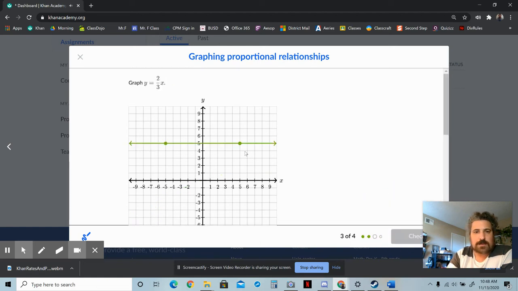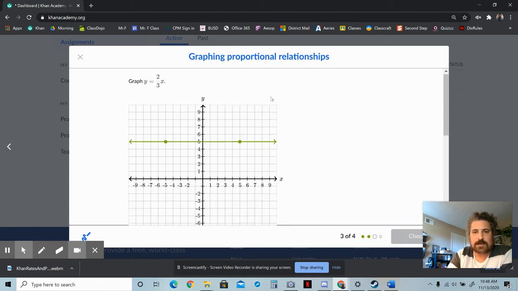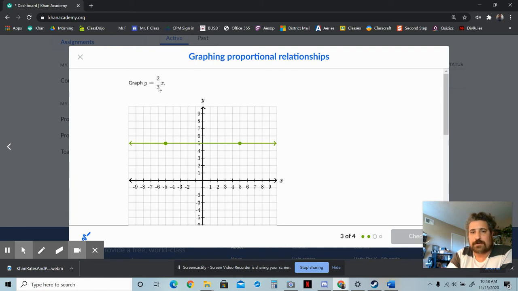All right, the next one. Okay, y equals 2/3 x. This one's really easy. So this is just the ratio of y over x, 2 over 3. So that means your ordered pair is going to be 3 comma 2, right? So when x is 3, y is 2. And then the ratio has to stay the same.